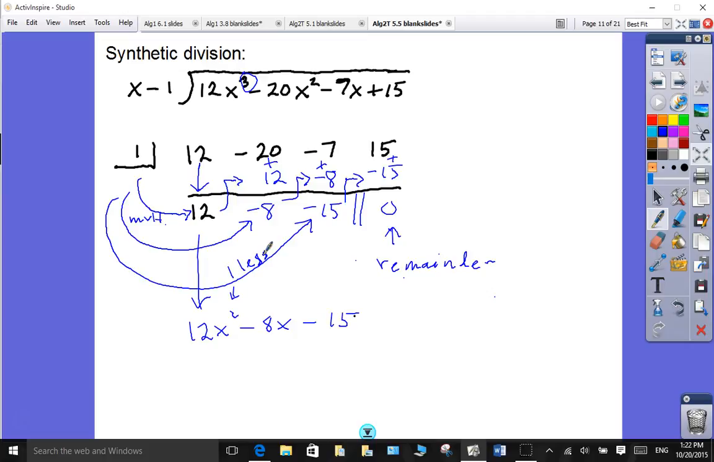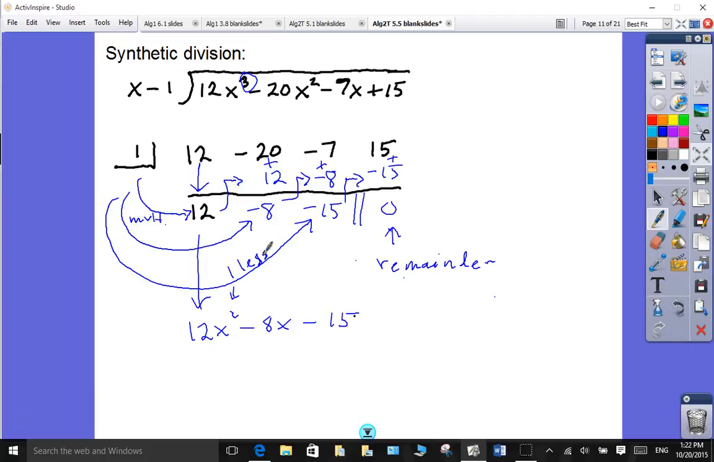Why can't you always use this? You can only use this if you're dividing by a simple linear factor. If it's 1x plus or minus a number, you can use it. If it was dividing by 2x plus 1, you can't use it. It won't work. Or if you're dividing by x squared plus 1, it won't work. So you can only use it in a really particular case. But the truth is that that's really what we need to do most of the time anyway.